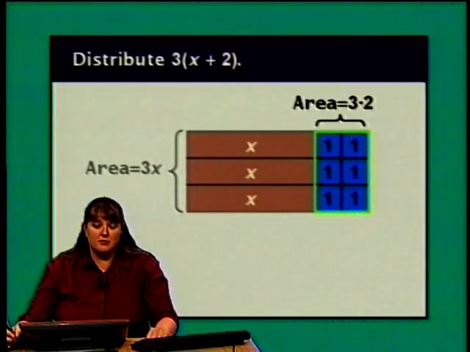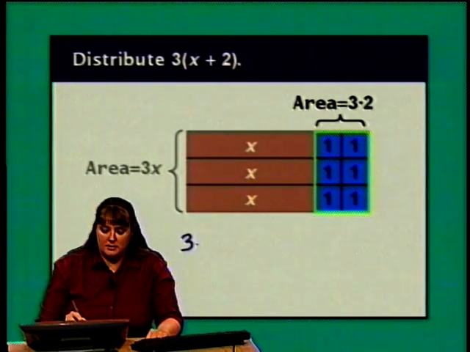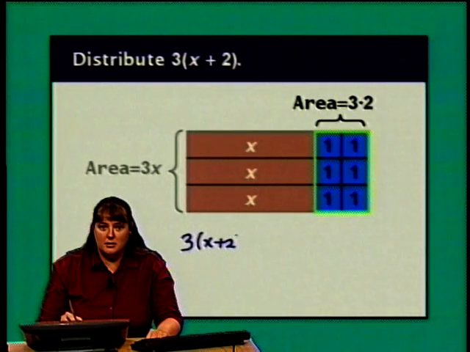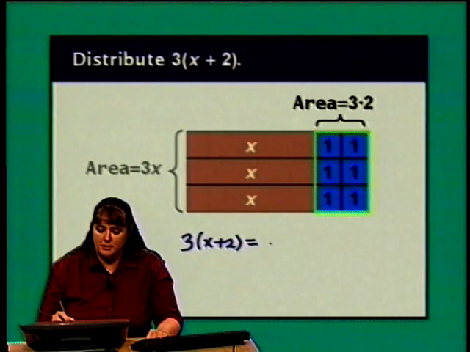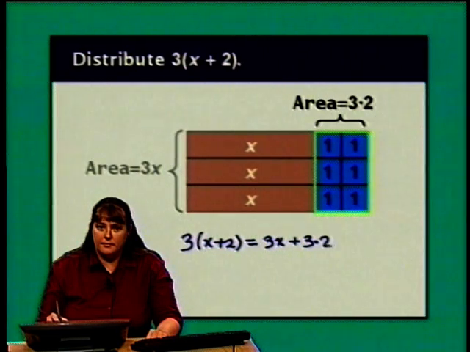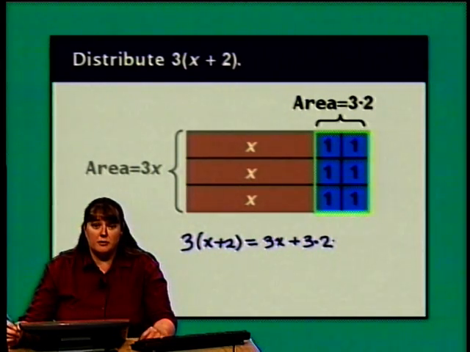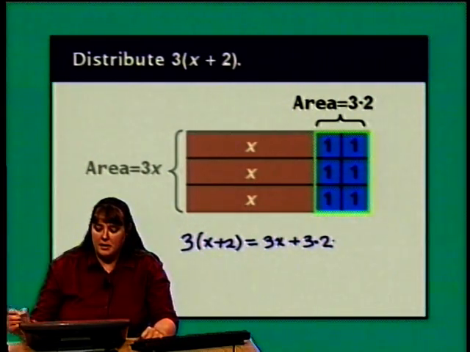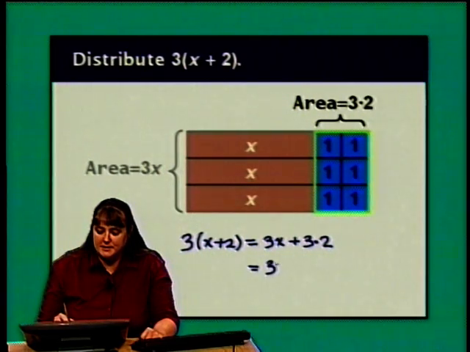Well, this is just showing the distributive property. 3 times the quantity x plus 2, according to the distributive property, I need to distribute the 3 to both the x and the 2. That's 3 times x plus 3 times 2. So looking at our rectangle in two different ways, we started out by looking at the large rectangle, noting that it had a width of 3 and a length of x plus 2, and then we looked at the two parts of this rectangle. The left-hand part, we had a rectangle of area 3x, and the right-hand part, we had a rectangle of area 3 times 2. And we can simplify this expression as 3x plus 6.